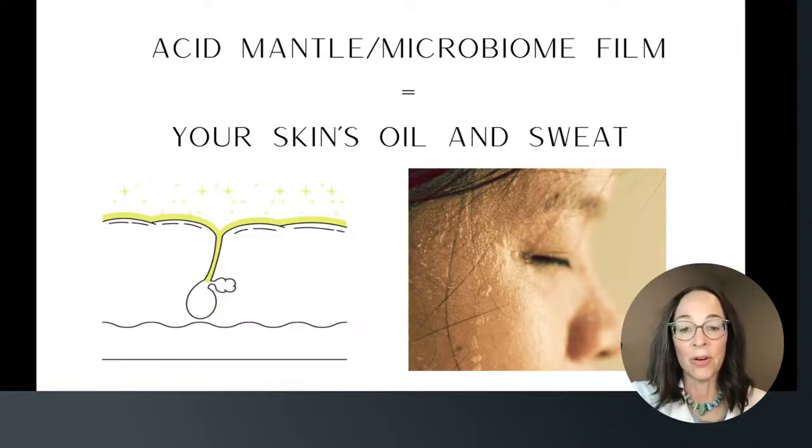because that is oil, your own natural oil that is created in the sebaceous gland and actually travels up through the pore canal, through the pore opening, and spreads across the skin, and it mixes with our sweat. And our sweat has so many different chemical components to it, but it's the synergy and the marriage of these two ingredients that create our acid mantle, which is our microbiome film, which is barrier restoration.